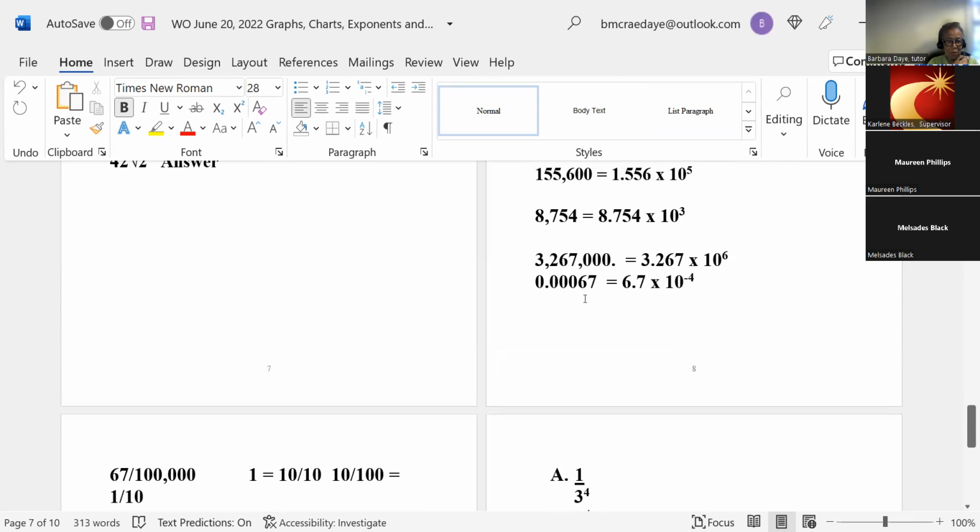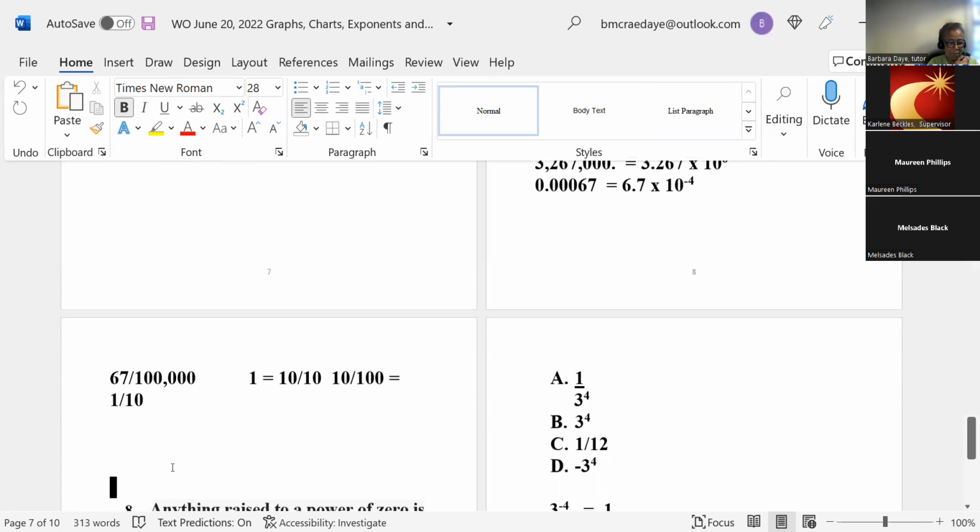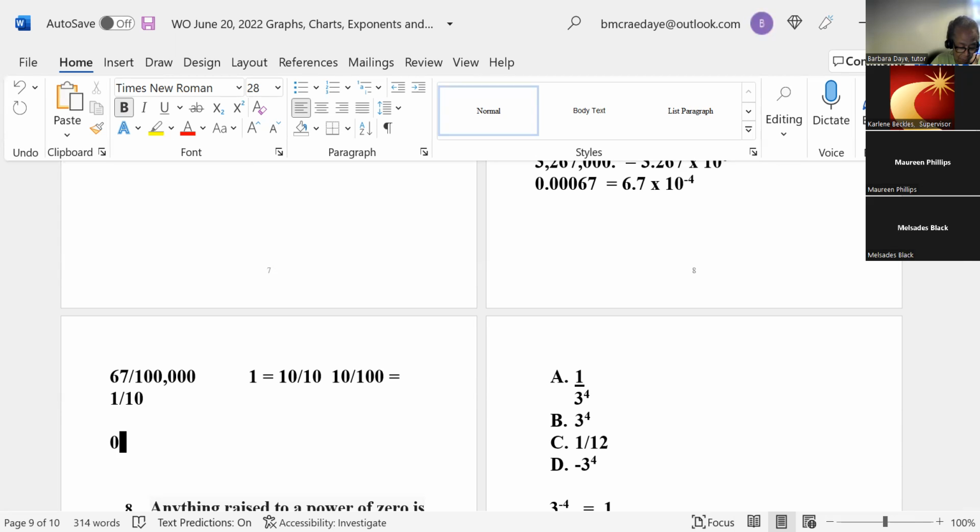Okay, so Maureen gave me this one. All right, Mercedes. Now let me give you one here. Suppose you were writing this in scientific notation: 0.00254. What would that be equal to in scientific notation?